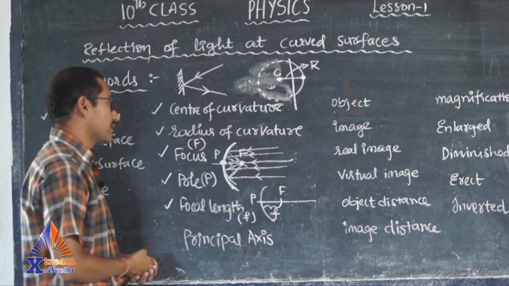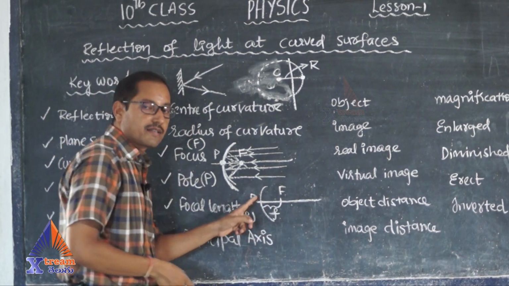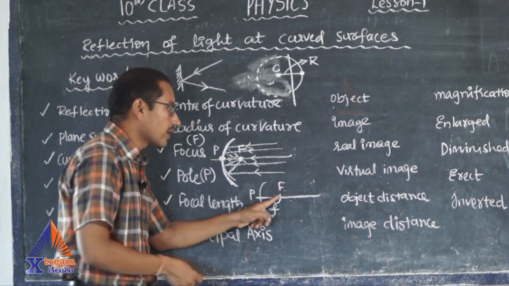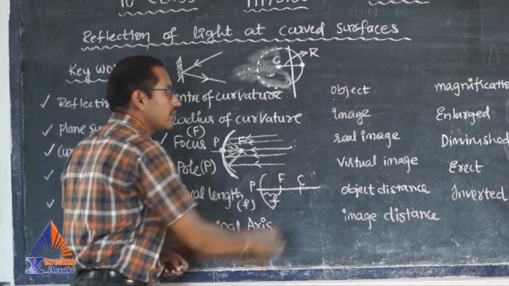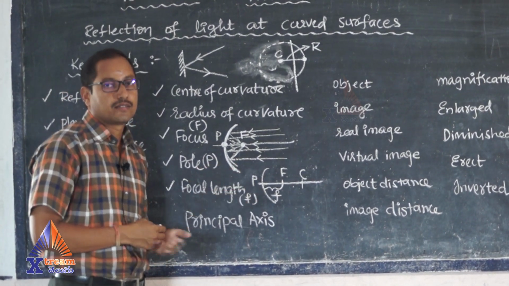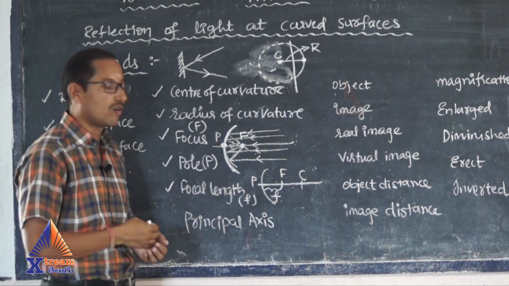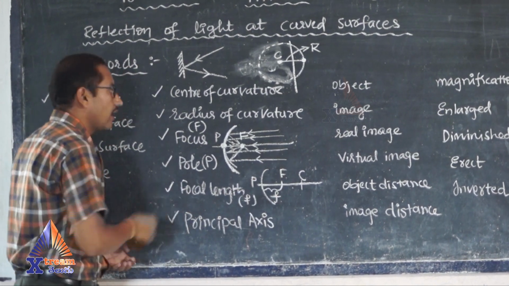Principal axis. This horizontal line which passes through pole, focus and center of curvature. An imaginary horizontal line which passes through pole, focus and center of curvature is called as principal axis.